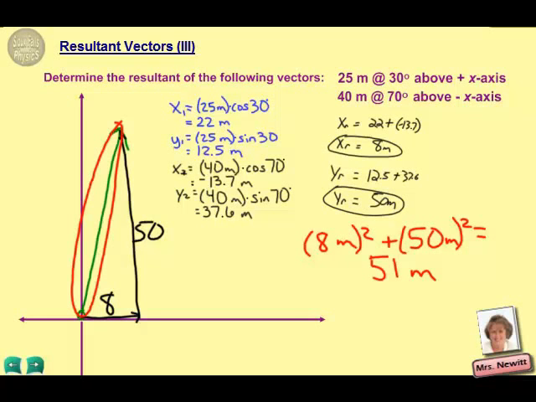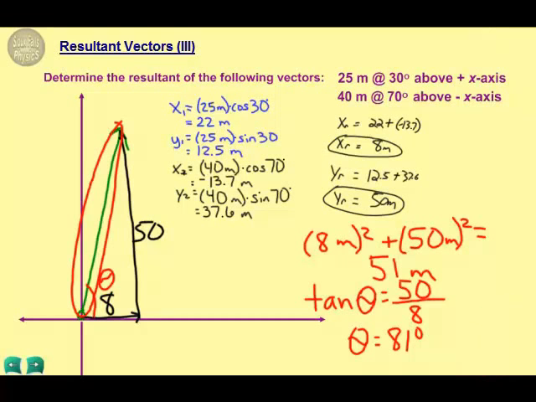Now again, tempting to stop there, but that is not the end of this problem. If it says determine the resultant, your answer is not complete unless you have this angle. So now we're back to using the tangent of the angle, which is the opposite over adjacent. And in this case, we have 50 meters as our opposite side, 8 meters as our adjacent side, and so that means our angle is 81 degrees. So our final answer in this case would be 51 meters at 81 degrees.